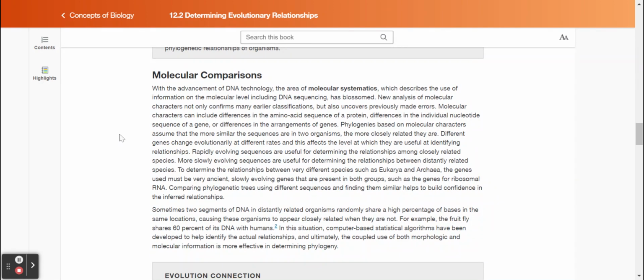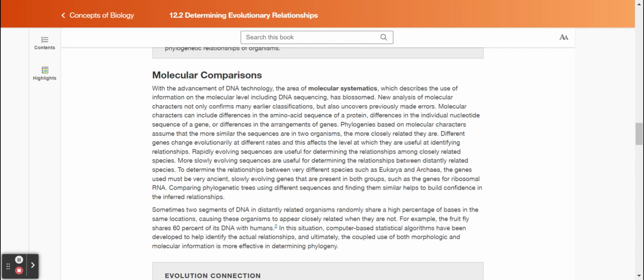Molecular comparisons. With the advancement of DNA technology, the area of molecular systematics, which describes the use of information on the molecular level, including DNA sequencing, has blossomed. New analysis of molecular characters not only confirms many earlier classifications, but also uncovers previously made errors. Molecular characters can include differences in the amino acid sequence of a protein, differences in the individual nucleotide sequence of a gene, or differences in the arrangements of genes.